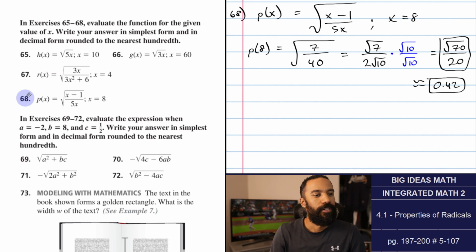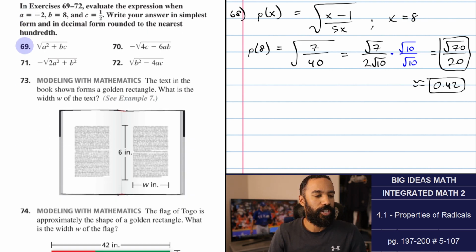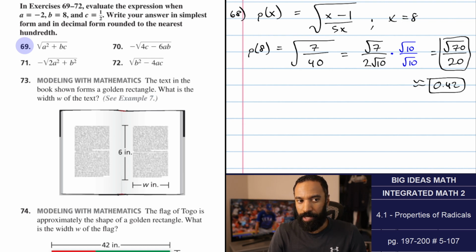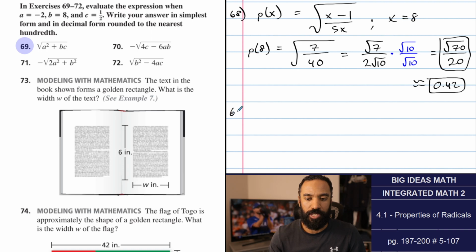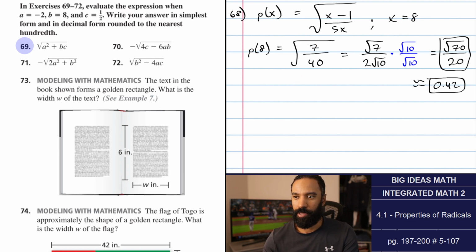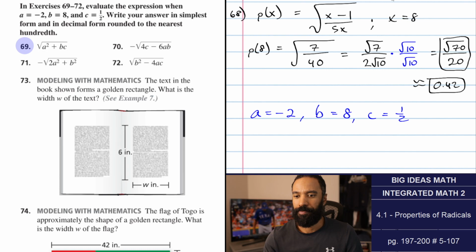Feeling it in my neck now. 2/3 through, 69 to 72. Evaluate the expression when A is -2, B is 8, and C is 1/2. So the same kind of stuff. We're just substituting these specific values for these here. Let me write this below. A is -2, B is 8, C is 1/2. All right, here we go.